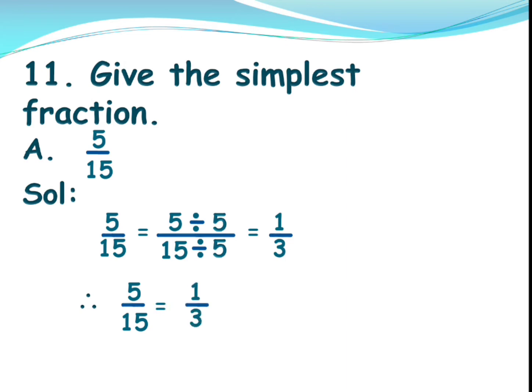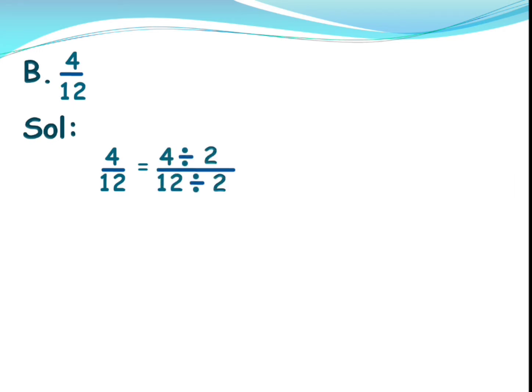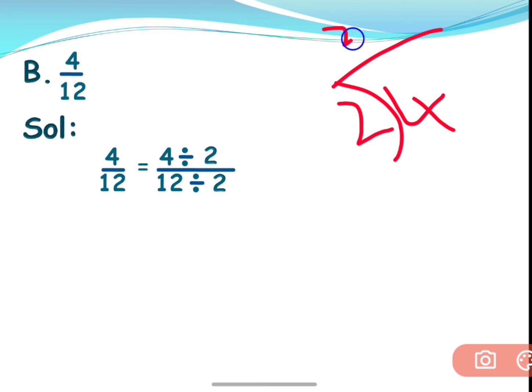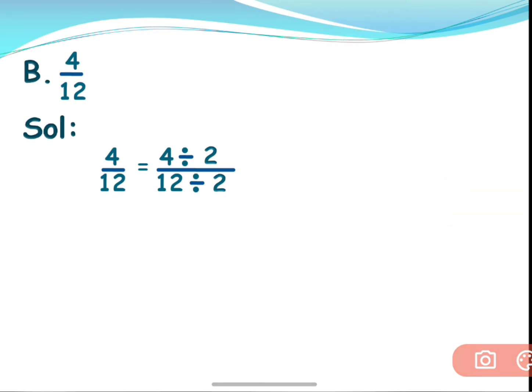Okay. Let's see the next one. 4 by 12. So 4 by 12 means you have both in 2 table, isn't it, children? 2 twos are 4, 2 sixes are 12, isn't it? So you can divide with 2. So 4 by 12, 4 divided by 2 and 12 divided by 2. Now how much you will get? 4 divided by 2. 2 twos are 4, isn't it, children? So the numerator becomes 2. So you will write 2.